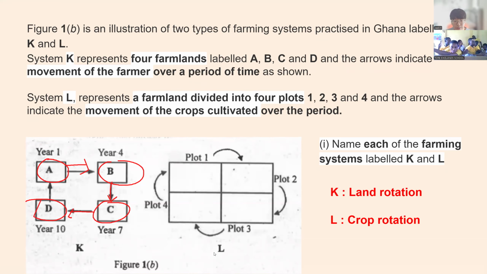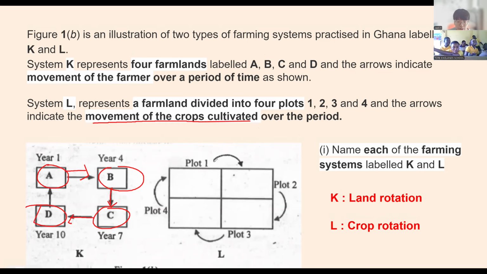But L, the system L, is the same farmland that is divided into four plots. And you see that the movement of the crops cultivated over the period can be shown by the arrows. So these different types of crops that are on the different plots are cultivated at different times of the year. So that is why this is the crop rotation, because it occurs in the same land and crops are cultivated over the different periods.